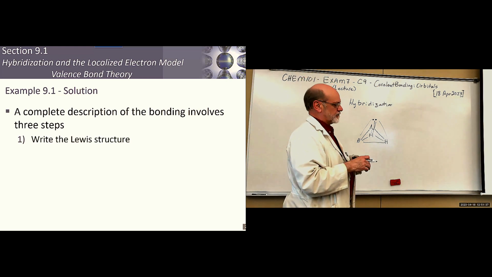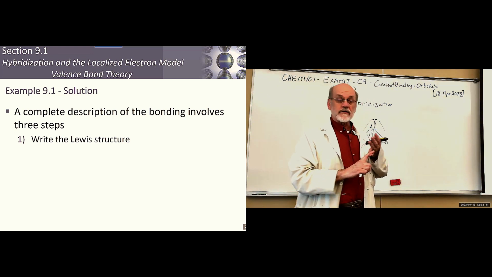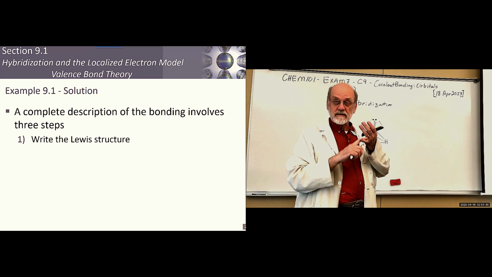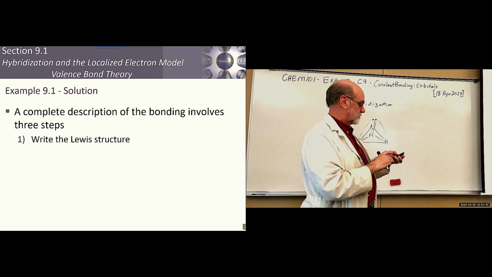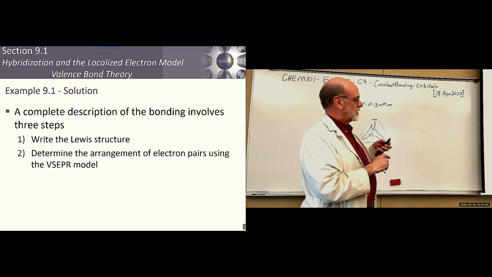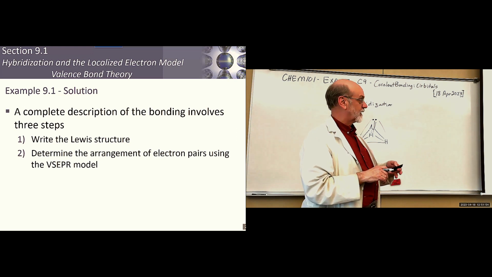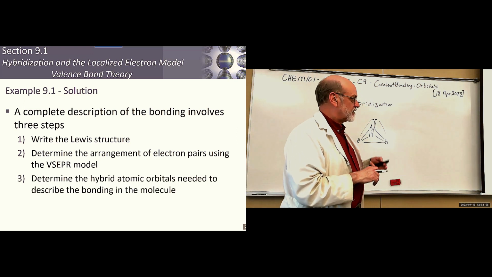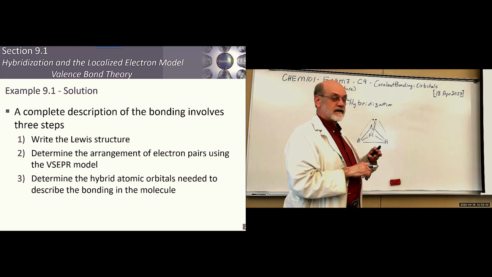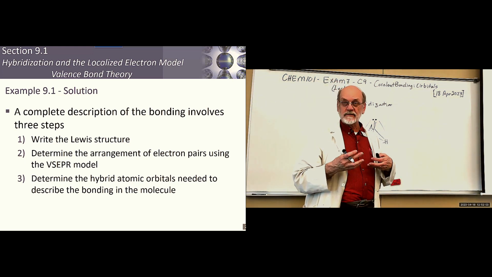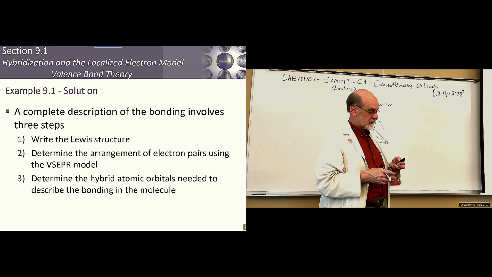All right, so we're gonna hammer this idea a little more. First, you draw the Lewis dot structure. We're still in the valence bond theory. Draw the Lewis dot structure. Determine the arrangement using the VSEPR rules. Then determine how many hybrid atomic orbitals you need around the central atom to accomplish the bonding in that configuration.